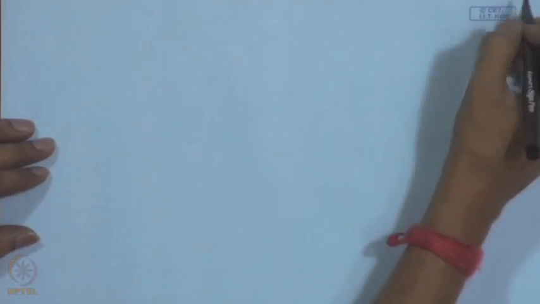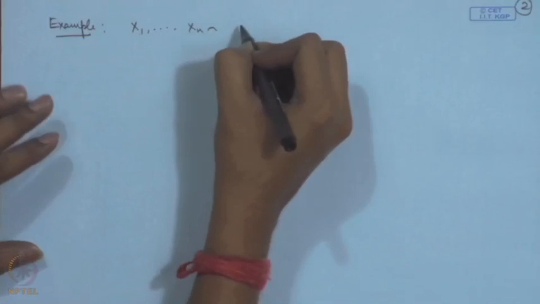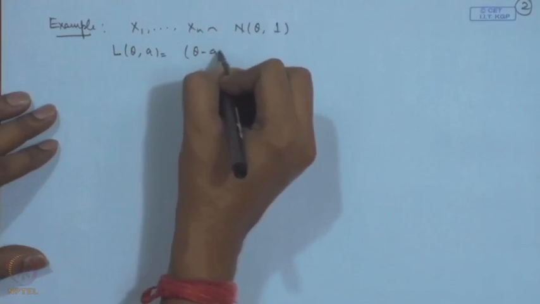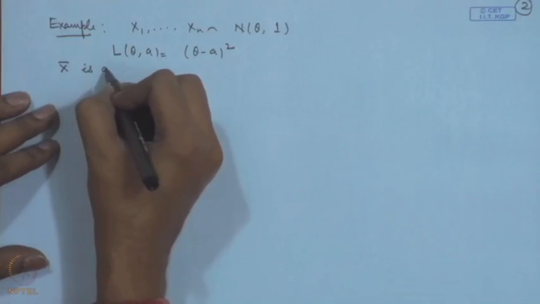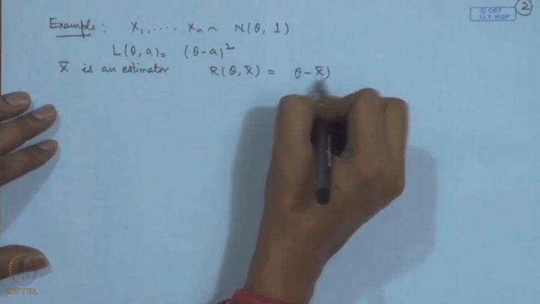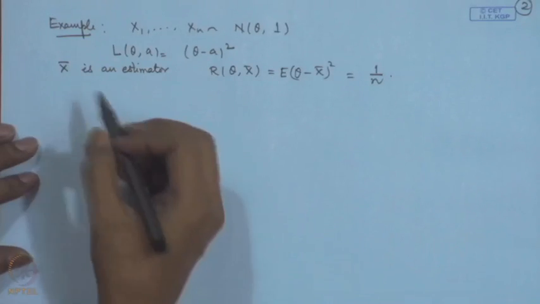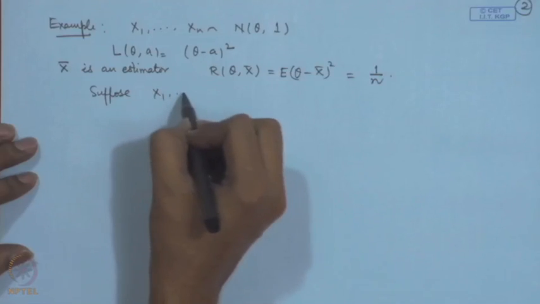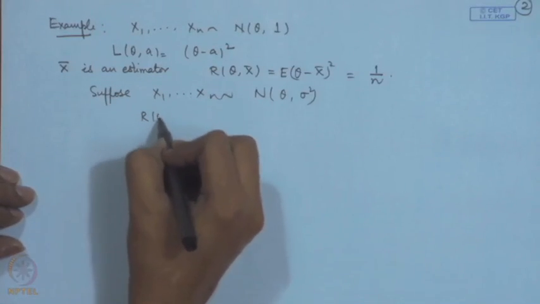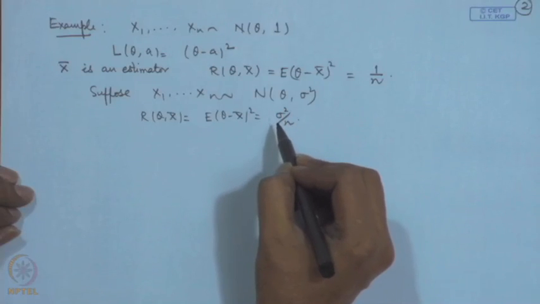Let me illustrate this with an example. Say x 1, x 2, ..., x n follows normal theta 1. We are considering the loss function theta minus a, squared. X bar is an estimator. So, the risk of this is the expectation of theta minus x bar squared, which is equal to 1 by n. This is a constant value. Suppose in place of normal theta 1, we had normal theta sigma square and we had considered the same loss function. In that case, r theta x bar is the expectation of theta minus x bar squared, which is equal to sigma square by n. So, it becomes a function of the parameter.